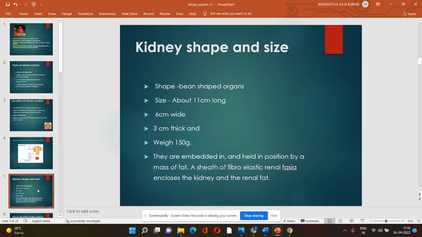Now we will move on to the kidney size and shape. The kidneys are bean shaped organs. They are about 11 centimeters in length, 6 centimeters in width, with 3 centimeters thickness, and weigh about 150 grams. They are tightly held in position, embedded tightly by a mass of fat. This mass is like a sheet, a connective tissue made up of fibroelastic renal fascia. This fibroelastic renal fascia encloses the kidney and the renal fat.